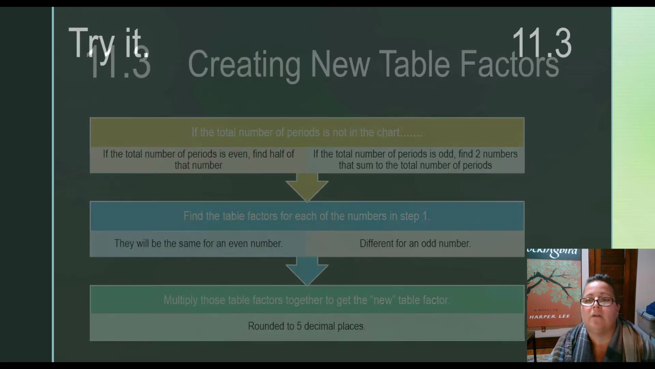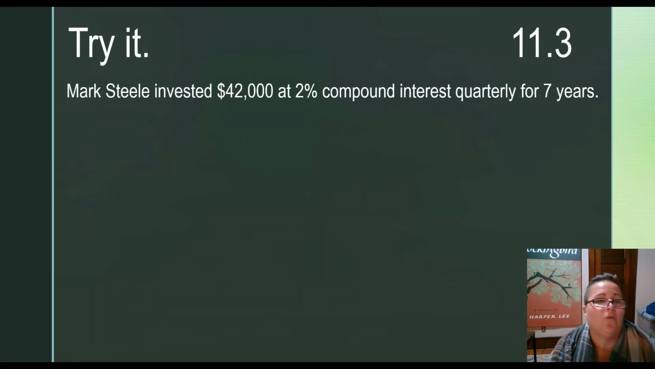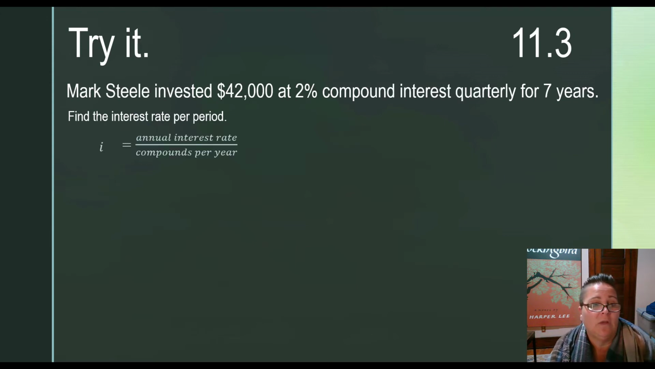And here it comes. All right, so Mark Steele invests $42,000 at 2% interest compounded quarterly for 7 years. Same basic steps apply. We're going to have to find the I and we're going to have to find the N. So the interest rate per period, that's your I, is going to be the annual interest rate divided by the number of compounds per year. This is a 2% interest rate compounded quarterly, so 4 per year. This reduces to 1/2 or 0.5%. 1/2 is on the table, so we can use that.